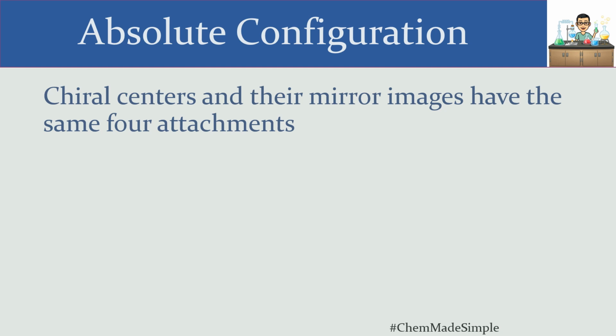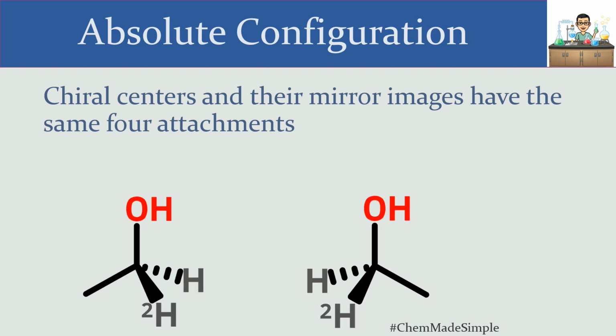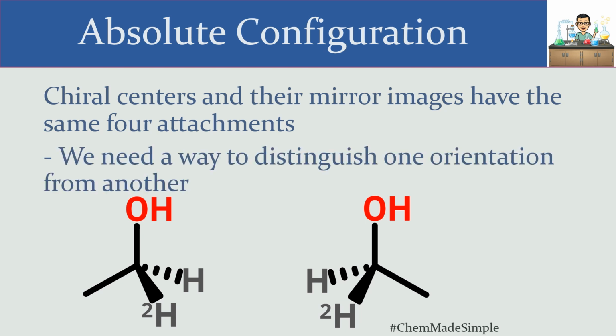Today we're going to be taking a closer look at chirality and some of the effects that it has. As we talked about last time in our chirality video, we mentioned that chiral centers and their mirror images, even though they have the same four attachments, are not necessarily identical to each other. If I take a look at both these molecules, they are mirror images of each other. They have the same four attachments, but they're not necessarily identical molecules.